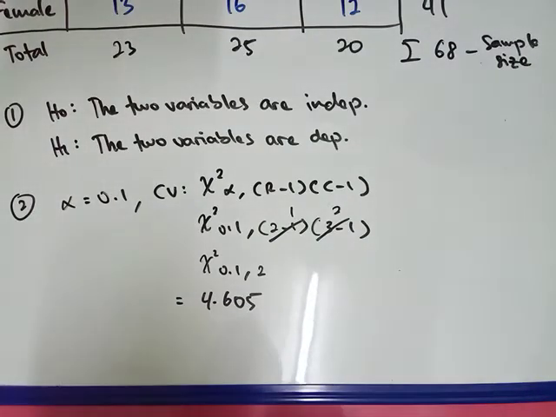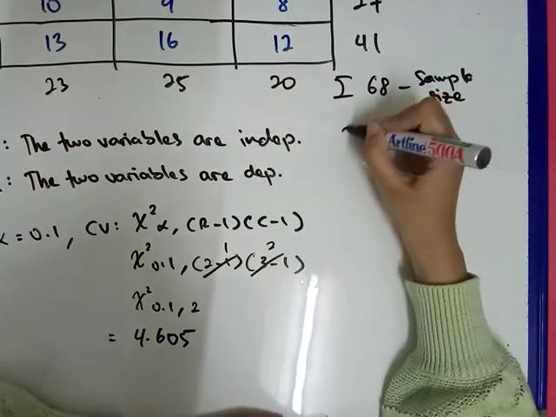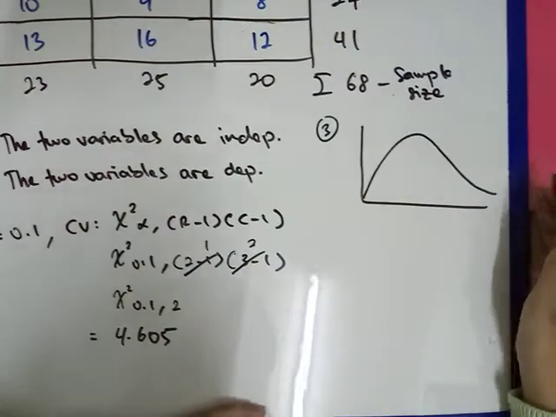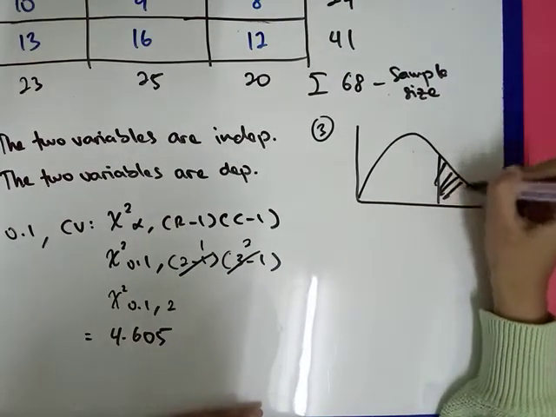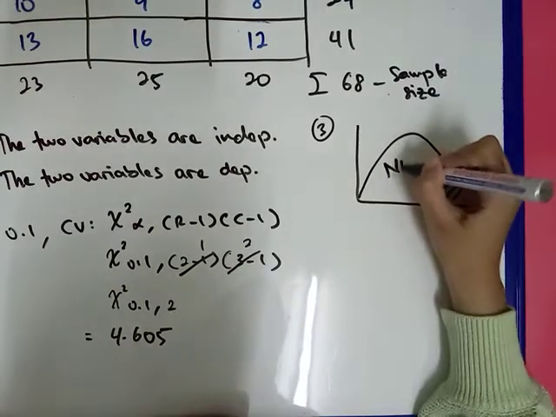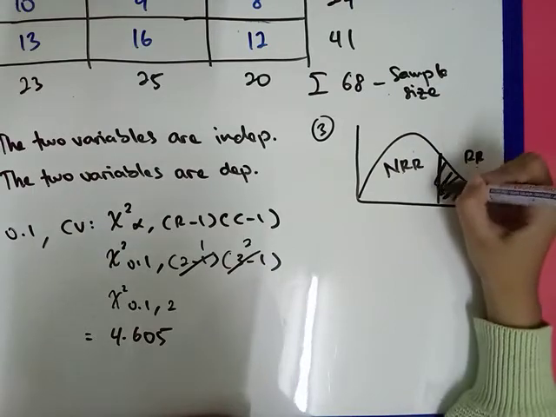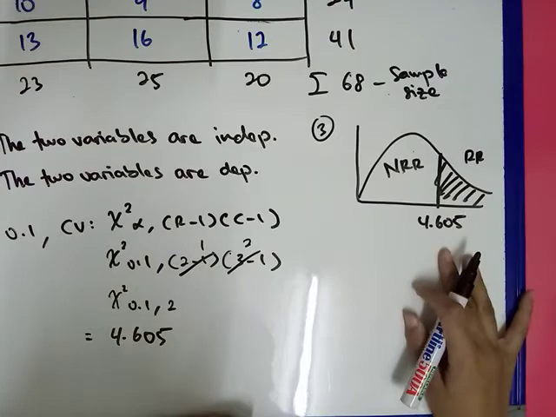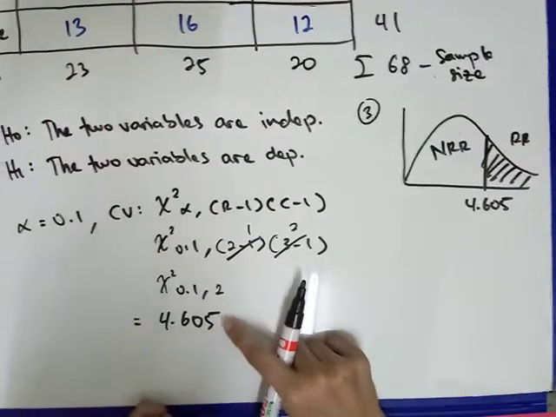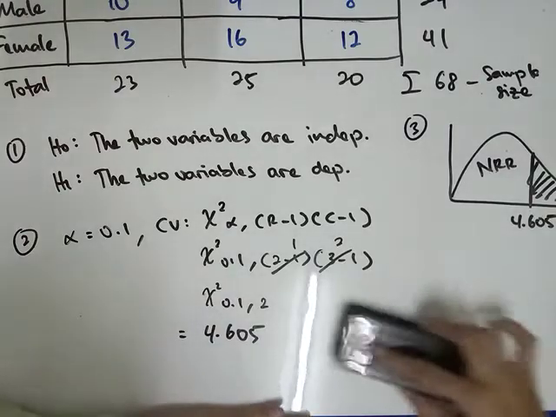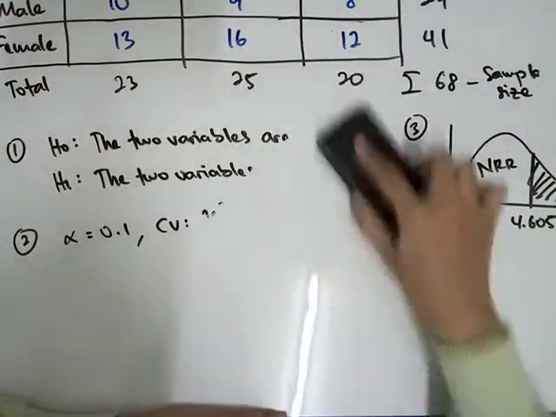And then the third step is to draw the graph. Always the rejection region is on the right side. This is RR, this is NRR. And this one is for the critical value, which is 4.605. And then step 4, you need to calculate using the chi-square formula.